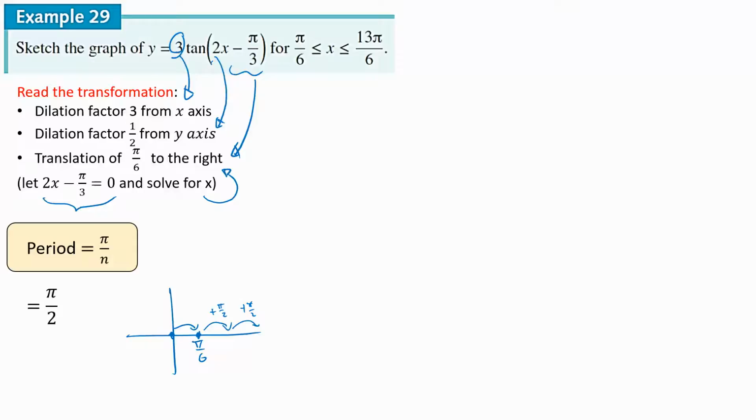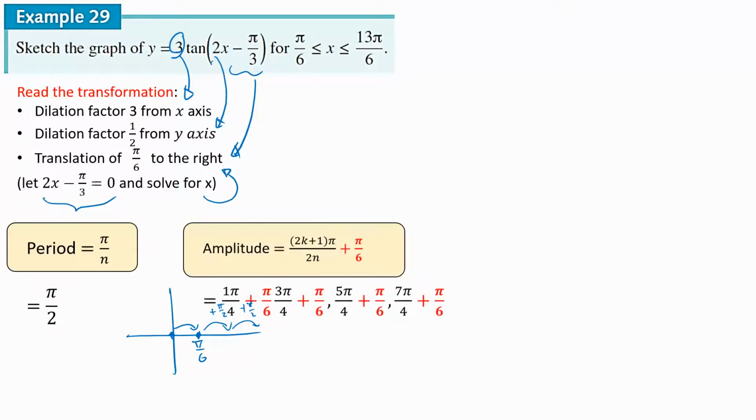But let's say you didn't like that. Let's say you wanted to use the formula. We can use the formula to find out the x-intercepts, the amplitudes first, and then find the x-intercepts. Notice I wrote here, I said the amplitude, this formula here would give the amplitude, but you gotta remember, because you're shifting your graph by pi on 6 to the right, that means your asymptotes also shift to the right by pi on 6, which is why I have plus pi on 6.